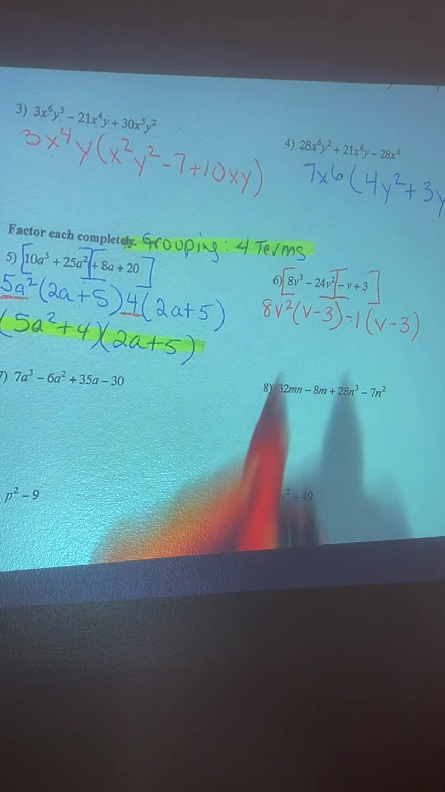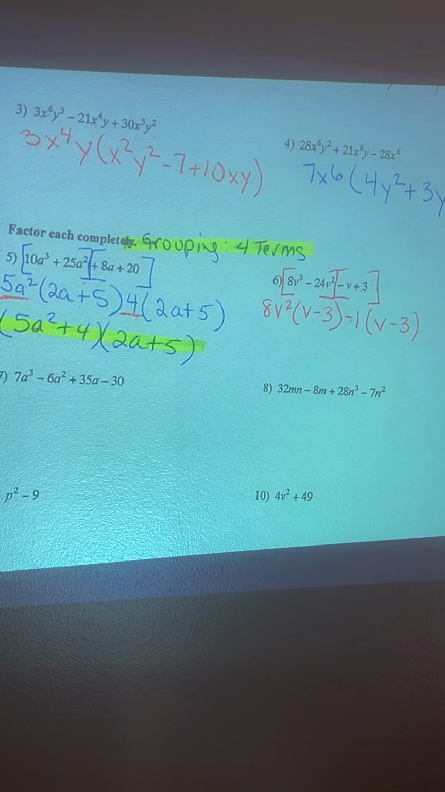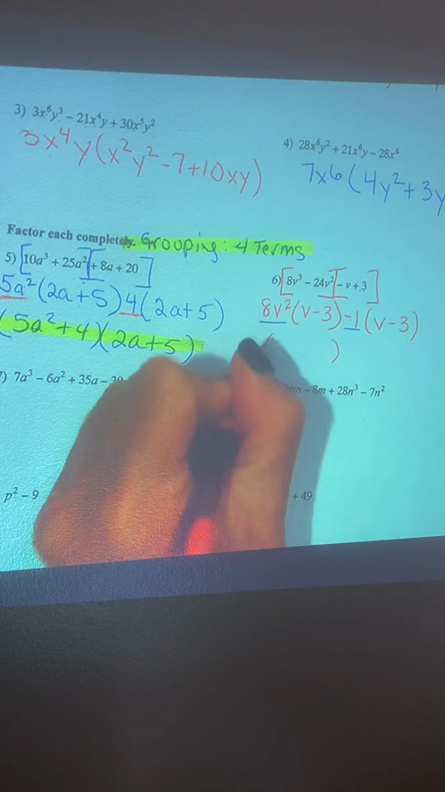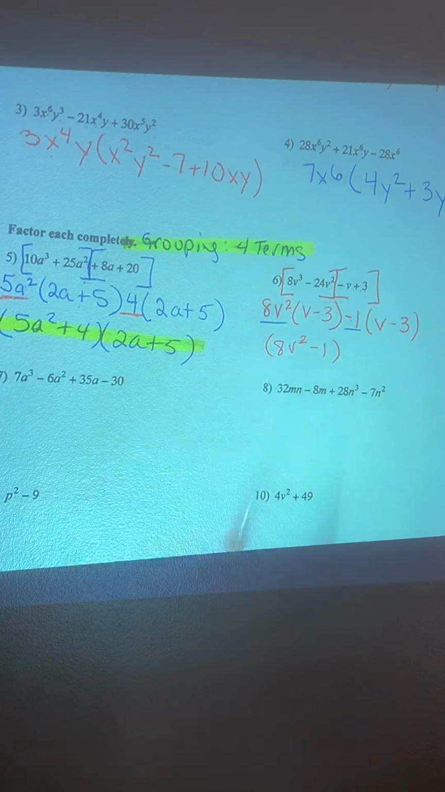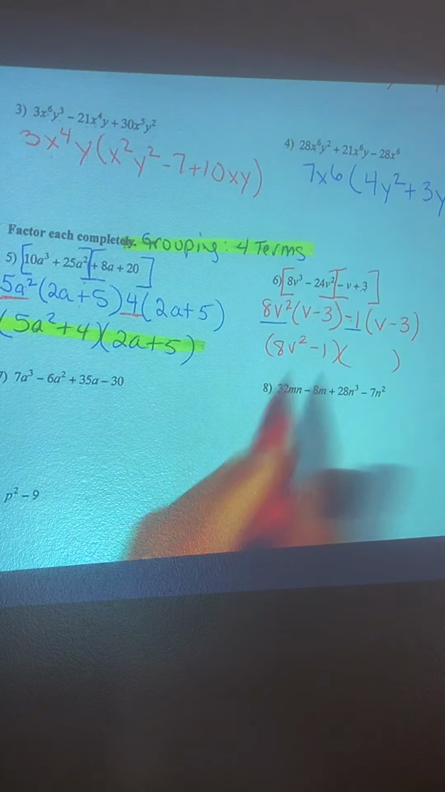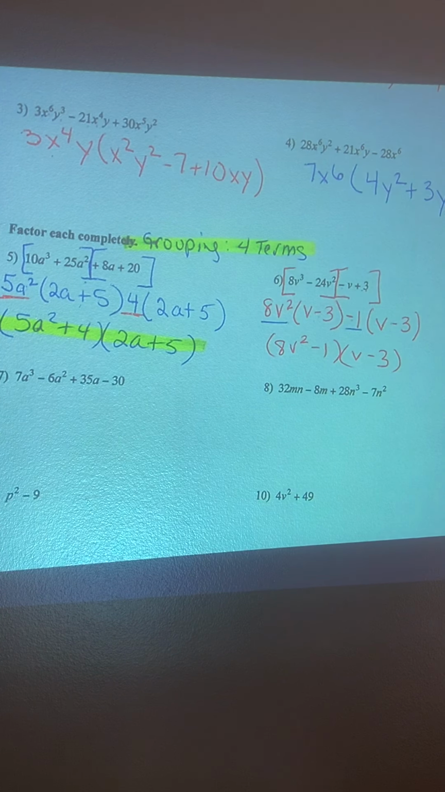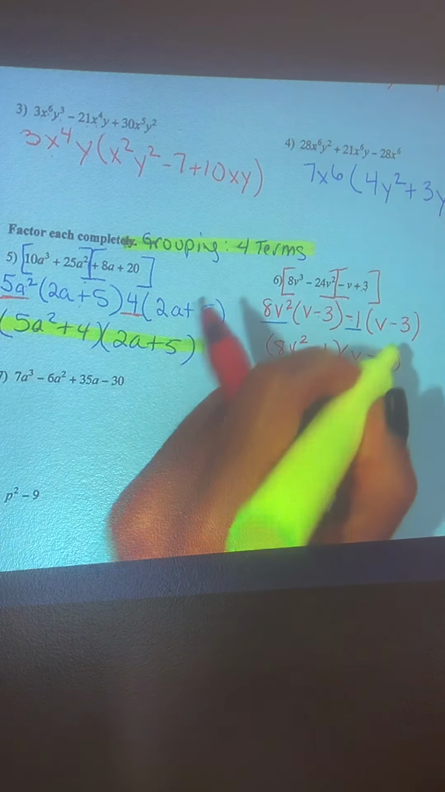Okay? Step 2, take what is outside. What is outside? 8b squared minus 1. Put that as your first binomial. 8b squared minus 1. Last step, take what is inside, make sure it's the same. Put it as your second binomial.